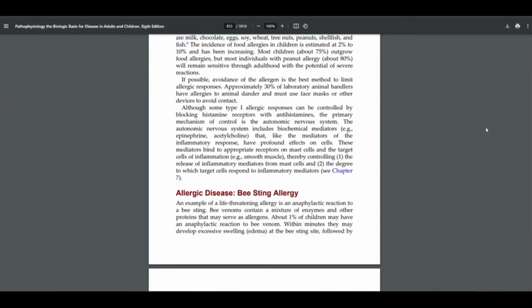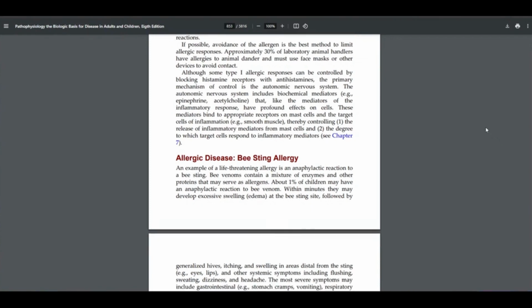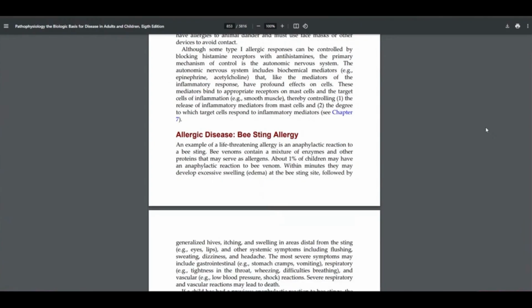If possible, avoidance of the allergen is the best method to limit allergic responses. Approximately 30% of laboratory animal handlers have allergies to animal dander and must use face masks or other devices to avoid contact. Although some type 1 allergic responses can be controlled by blocking histamine receptors with antihistamines, the primary mechanism of control is the autonomic nervous system. The autonomic nervous system includes biochemical mediators, epinephrine and acetylcholine, that, like the mediators of the inflammatory response, have profound effects on cells.